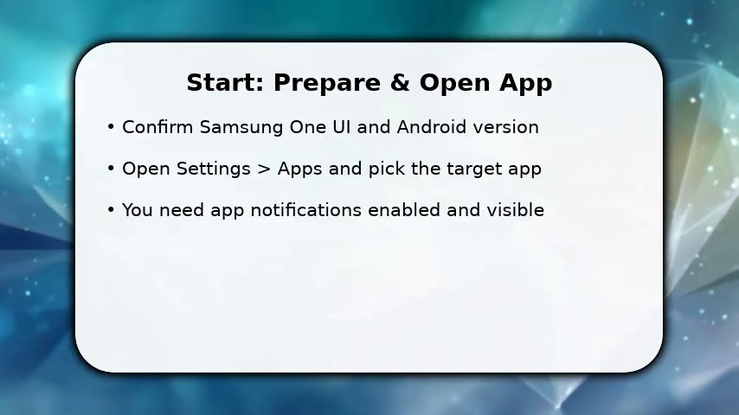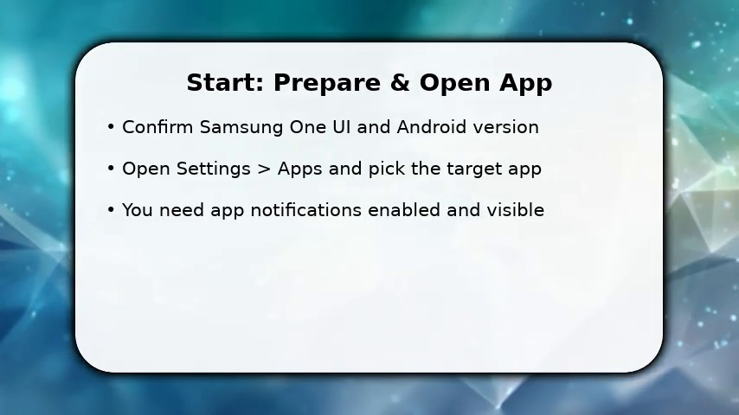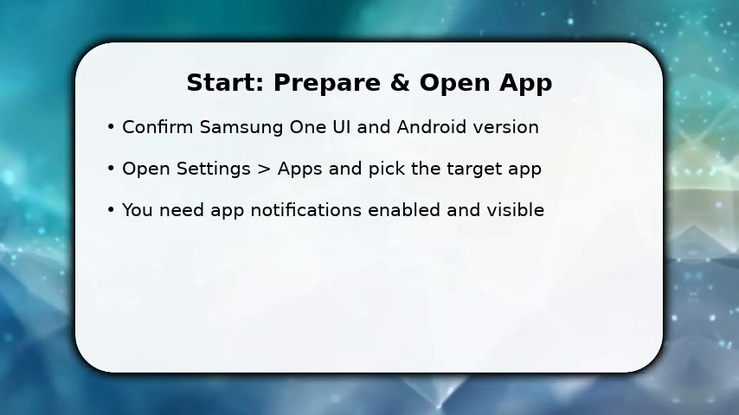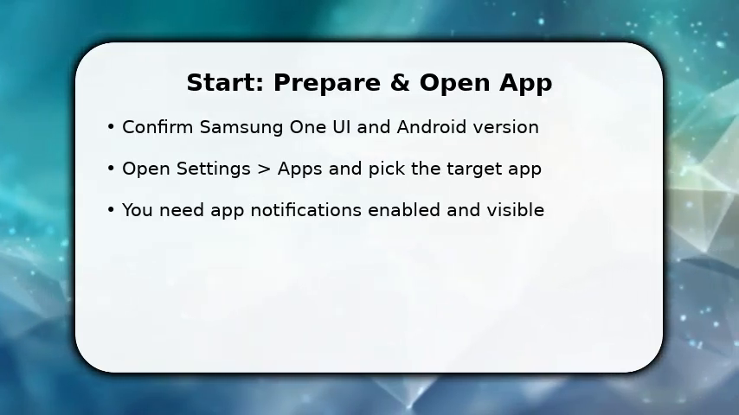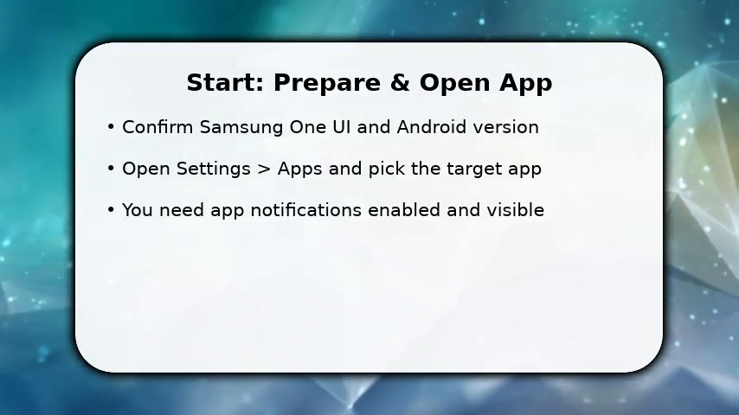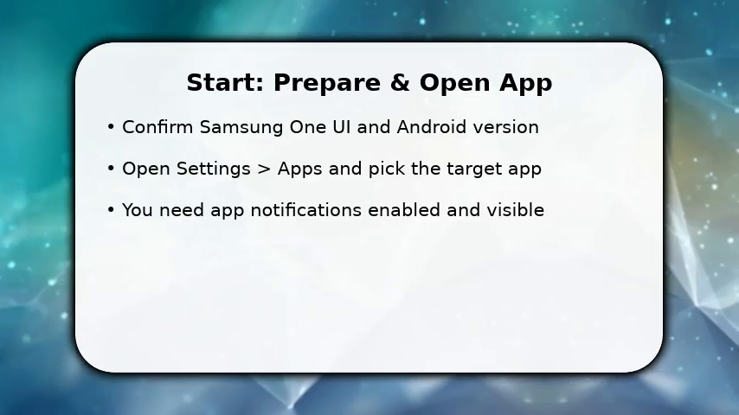You start by confirming your phone is running One UI. This method relies on Android app notification channels. Once ready, open Settings and tap Apps, then find and select the specific app whose notification sound you want to change. Make sure notifications are enabled for that app. If notifications are off, there's nothing to change.